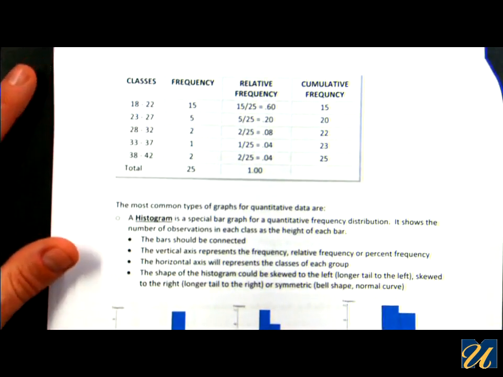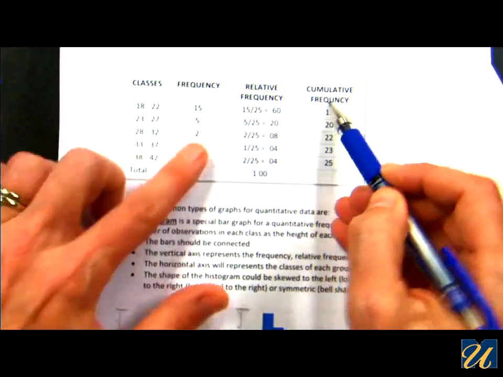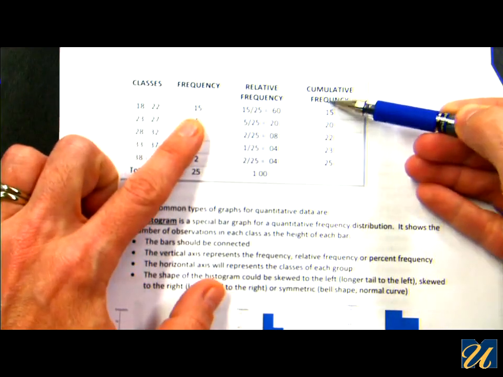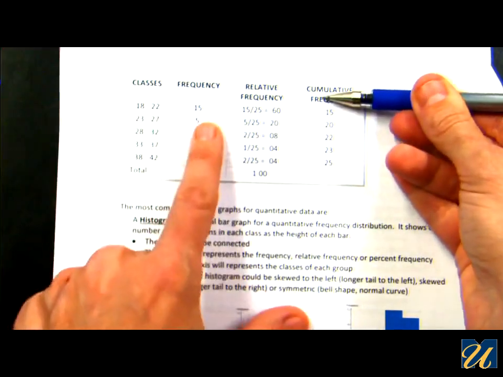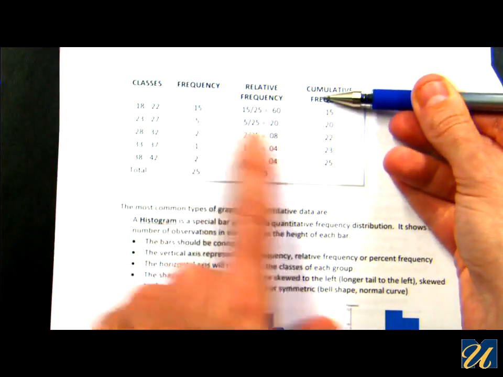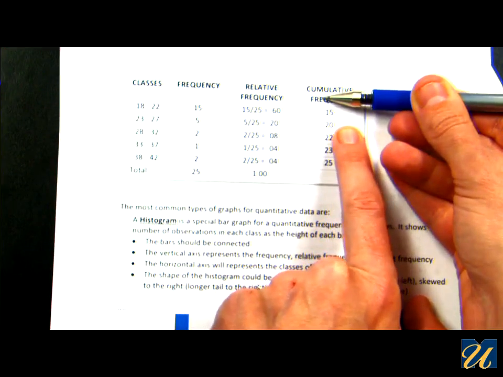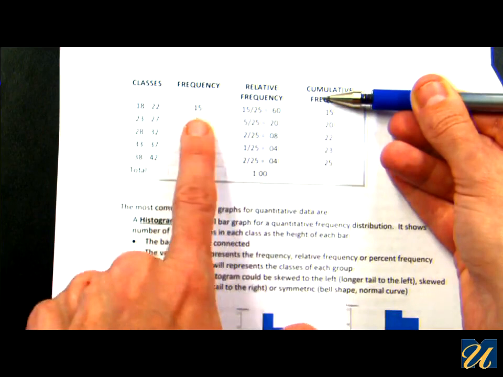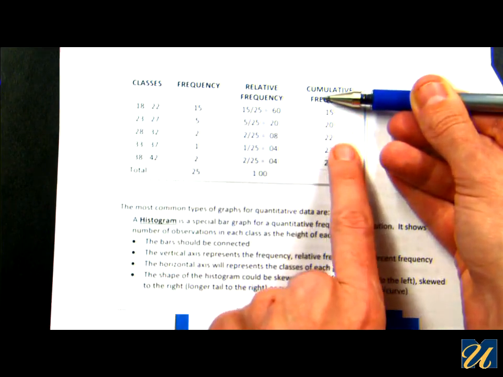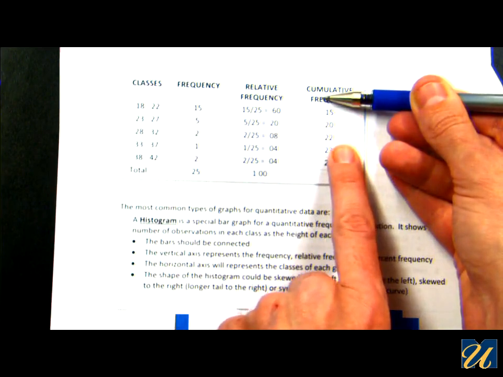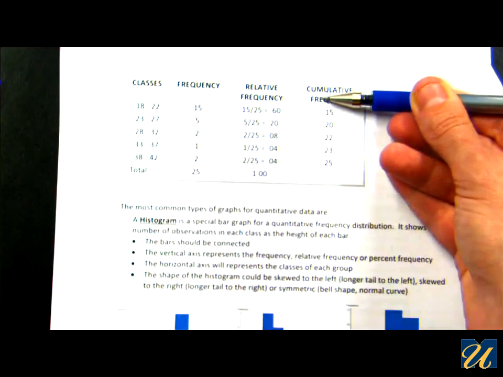Now, the cumulative frequency. When you create the cumulative frequency, you always start with the first frequency. So the first cumulative frequency will be 15. The second cumulative frequency will be 15 plus 5, 20. 20 plus 2, 22 for the third cumulative frequency. 22 plus 1, 23. 23 plus 2, 25.